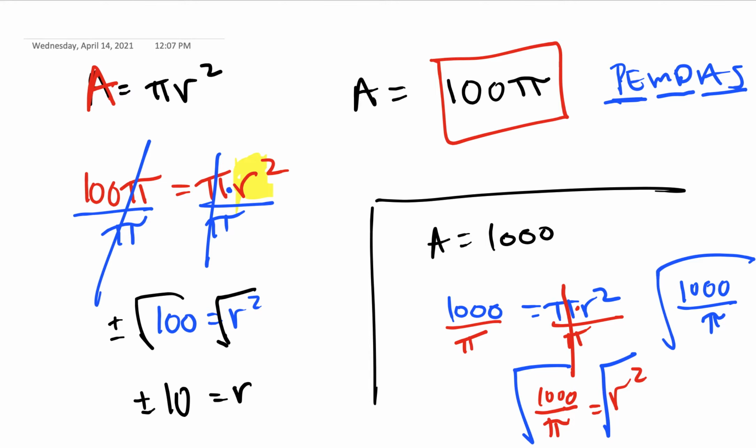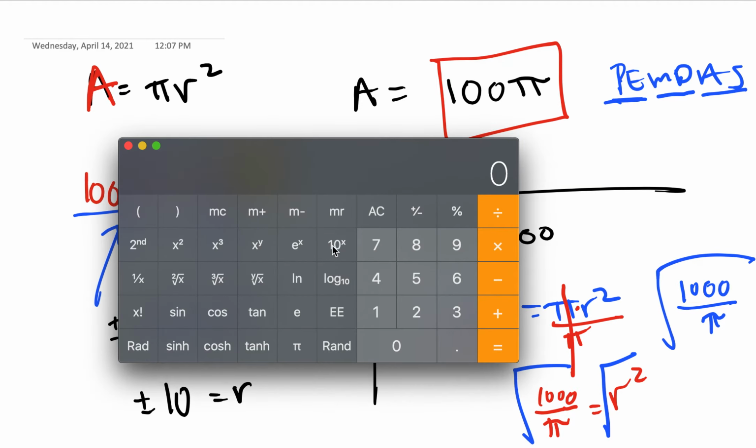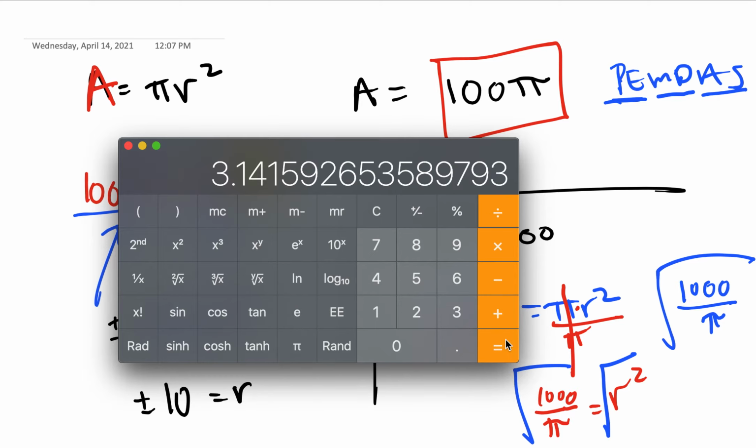Let's take a look at how that would be. 1,000 divided by pi. Incidentally, you could push the letter P on your keyboard and it will put in pi when you're using a Mac. I don't know if the Androids or the PCs work the same way. So that's what we get, and then the final step is to square root it: 17.84.